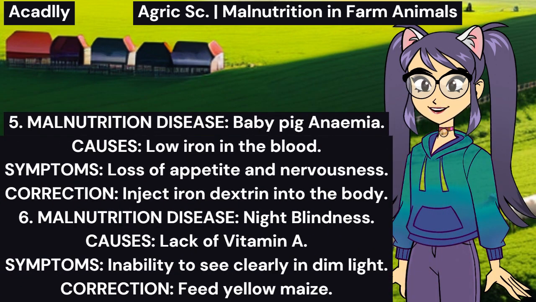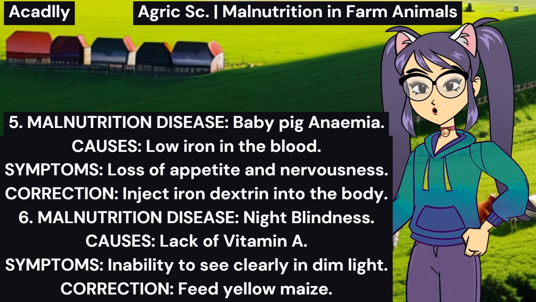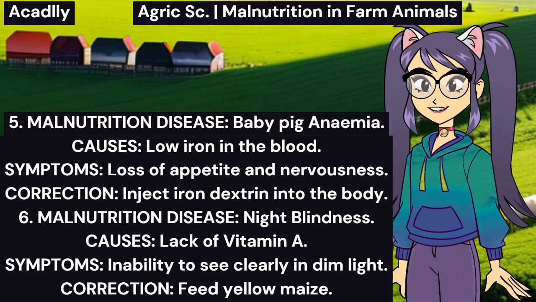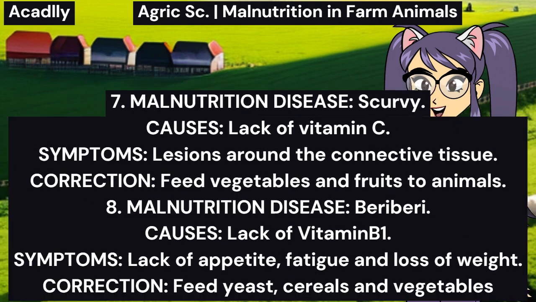5. Malnutrition disease, baby pig anemia. Causes: low iron in the blood. Symptoms: loss of appetite and nervousness. Correction: inject iron dextran into the body. 6. Malnutrition disease, night blindness. Causes: lack of vitamin A. Symptoms: inability to see clearly in dim light. Correction: feed yellow maize.